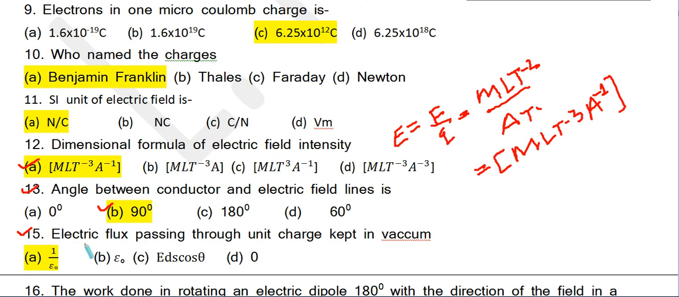In question 15, electric flux passing through a unit charge kept in vacuum. So according to Gauss's law, the electric flux passing through a surface is Q upon epsilon naught. When the charge is unit, the value of Q becomes 1, and Gauss's law becomes 1 upon epsilon naught. Hence the correct option is A.